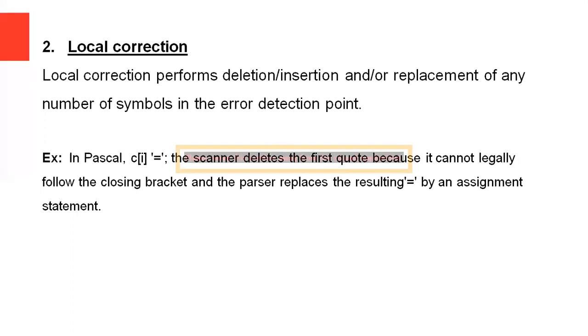So what is local correction? The source text is changed because of some errors we can get. Those errors can be removed, and then we have a new source code.